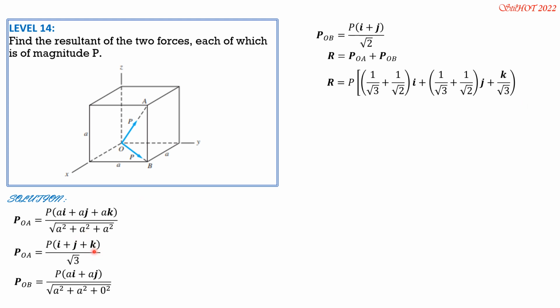Only OA has a k component, P times 1 over square root of 3. So expressing in decimal, R is P times quantity 1.284i plus 1.284j plus 0.5774k, or 1.284Pi plus 1.284Pj plus 0.577Pk. That's the other way.